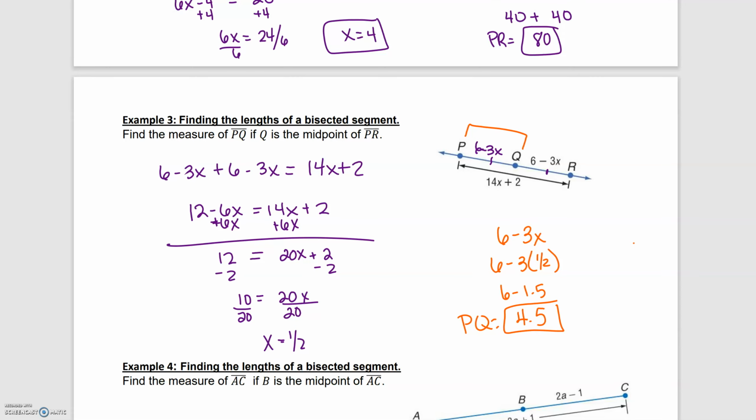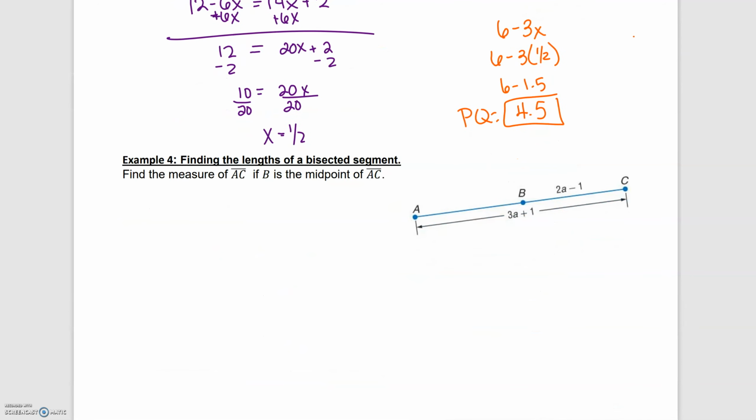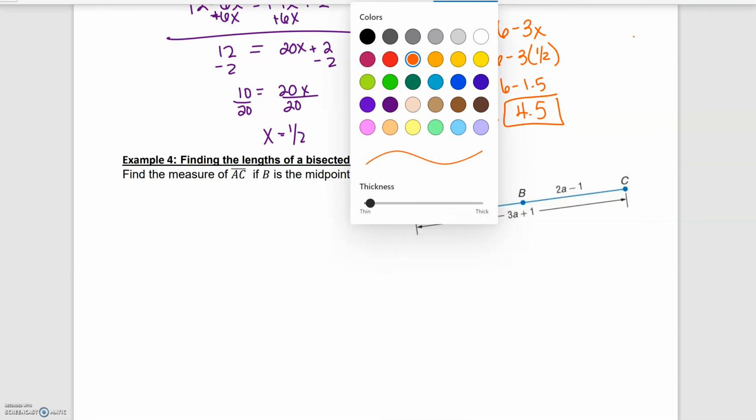And our last one, if you want to go ahead and try that one on your own, it is just like the one up above it, example 3. So go ahead and try it, push pause, try it, and check when you're ready.